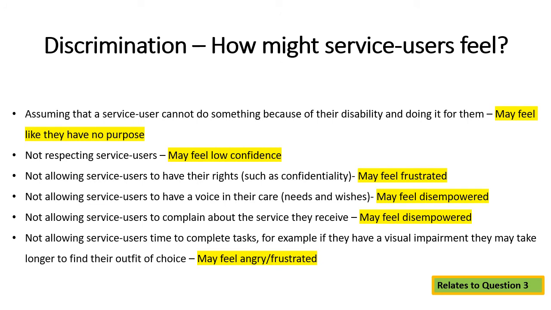So the first one, assuming that a service user cannot do something because of the disability and doing it for them. So they may feel like they have no purpose. We have talked in the past about independence. We have to try and support people to be as independent for as long as they possibly can. So if they've got a disability and you just think it's quicker to do it for them, they're not going to feel like they've got any purpose. Not respecting them. So if you don't respect a service user, they may feel low in confidence because you're not respecting them for who they are.